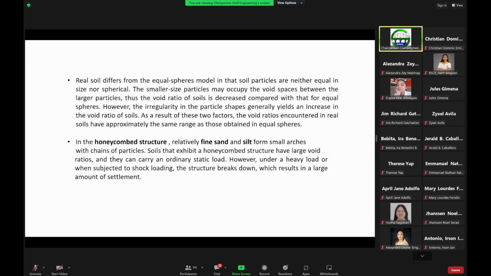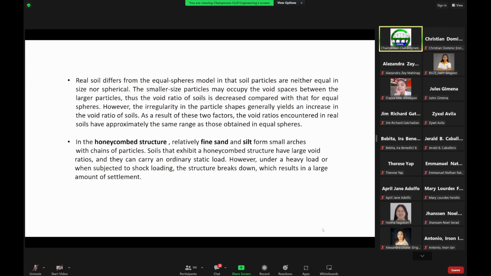Thus the void ratio of soils in this arrangement is decreased compared with that for equal spheres. However, the irregularity in the particle shapes generally yields an increase in the void ratio of your soils. As a result of these two factors, the void ratios encountered in real soils have approximately the same range as those obtained in equal spheres, because of these conditions.